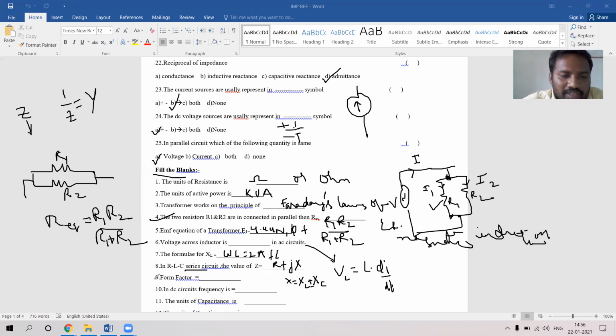What is the form factor? Form factor is nothing but the ratio, no? It is the ratio of the RMS value of the current or voltage to the average value. RMS value to the average value of the quantity.